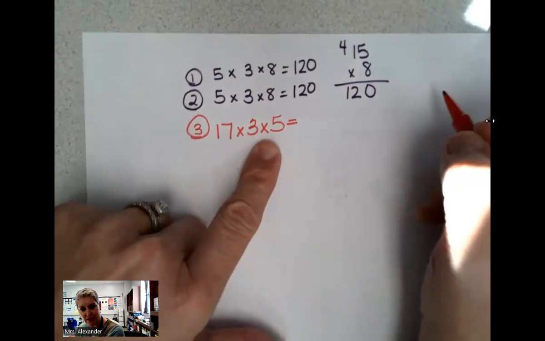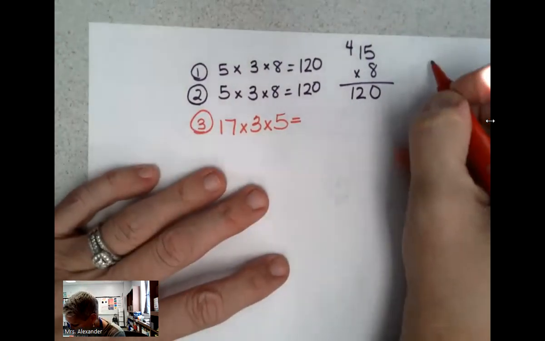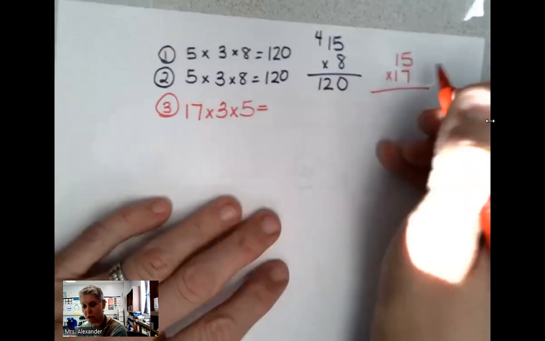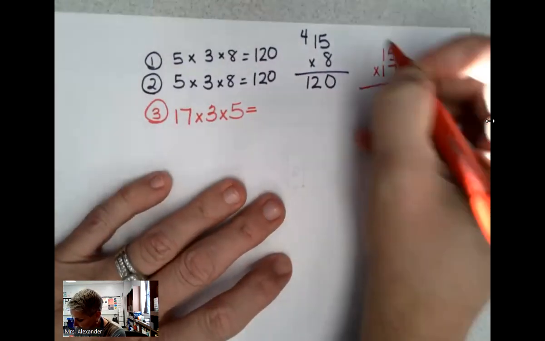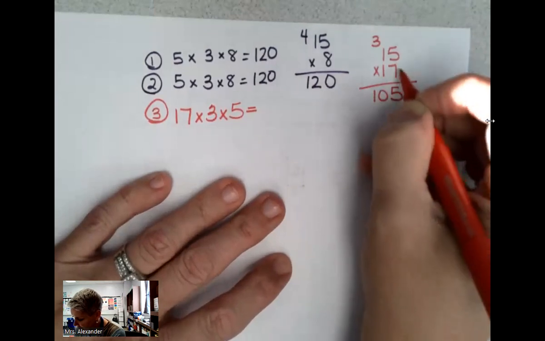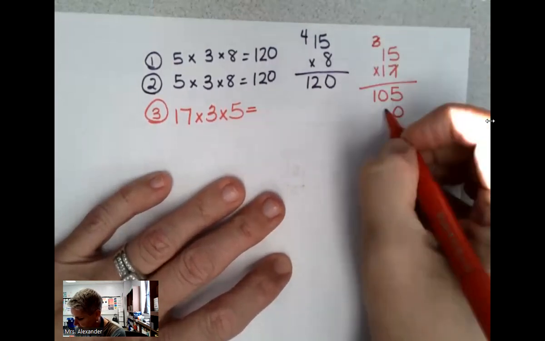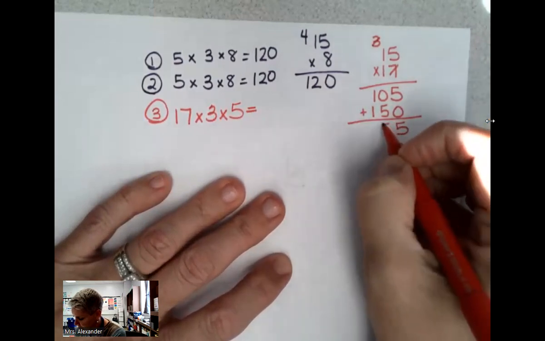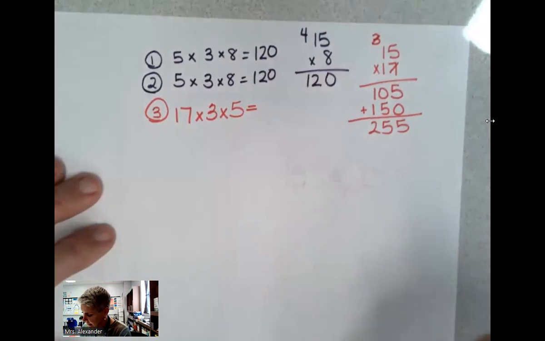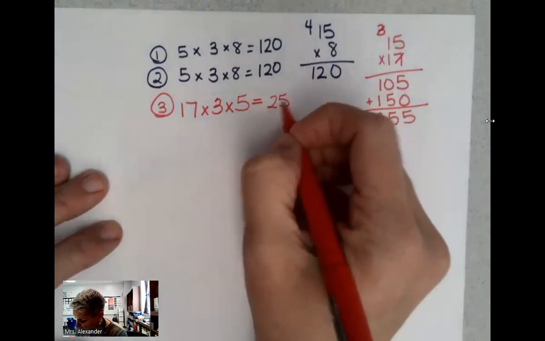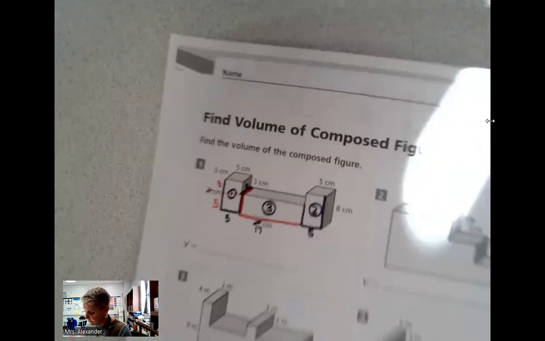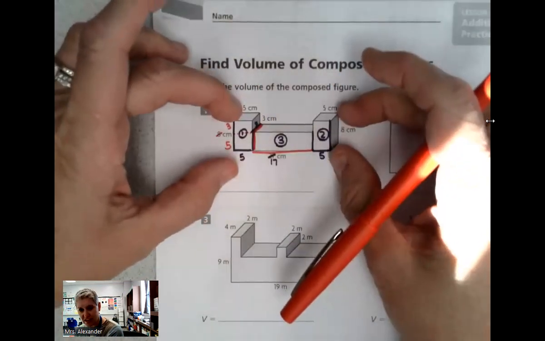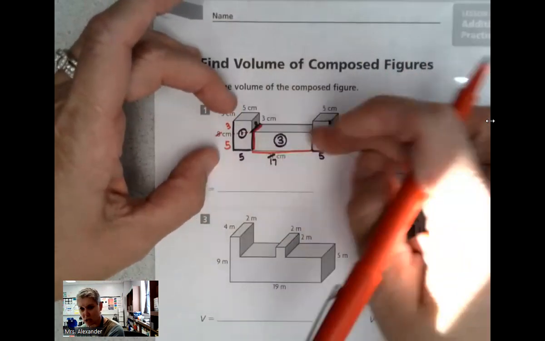So I'm going to do that work. I can do 3 times 5 in my head, and because we're multiplying, I'm going to do that first, and then I can do 15 times 17. You're working. Don't forget that 0 placeholder. So now we have 255 cubic centimeters. So we have kind of broken this composed figure apart to get 3 right rectangular prisms.